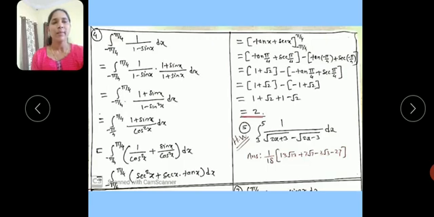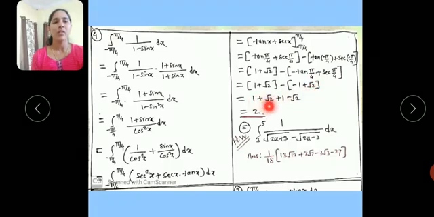Taking the value of tan pi by 4 is 1, value of sec pi by 4 is root 2, value of tan pi by 4 is equals to 1. Here taking minus sign common, and here sec pi by 4 is equals to root 2. This is equals to 1 plus root 2 minus of minus 1 plus root 2. Here 1 plus root 2 plus 1 minus root 2. This is equals to 2.